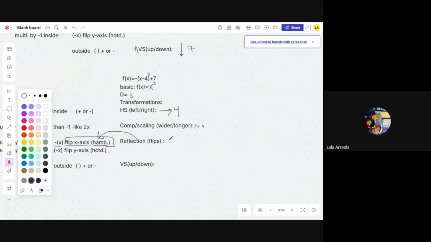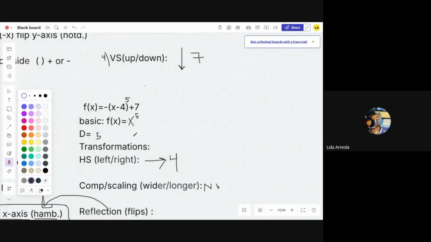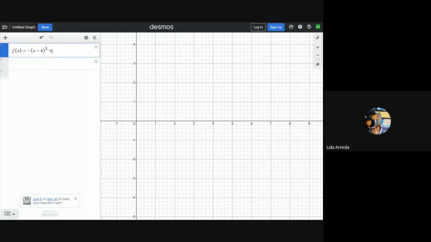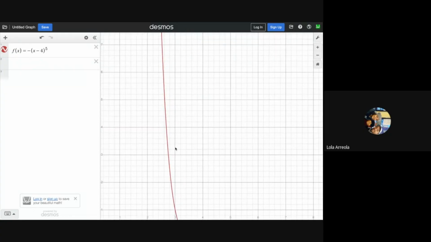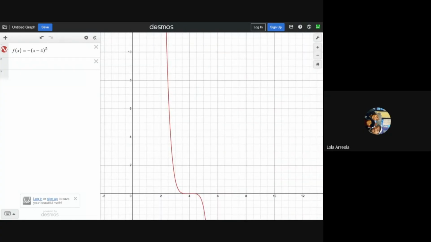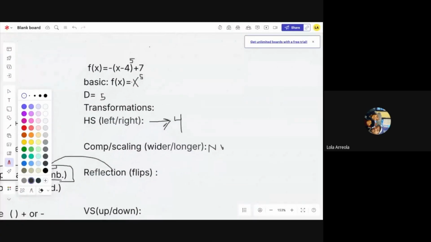Now, do I have a vertical shift? I have a vertical shift when I add or subtract outside parentheses. So that plus 7, let's see what it does to my graph. After flipping it, after moving to the left, moving it to the right and then flipping, that plus 7 is finalizing it by moving it up 7 units. So again, notice it's right here on my x-axis. When I do plus 7, it moves up. So on top of that, I do have a vertical shift.